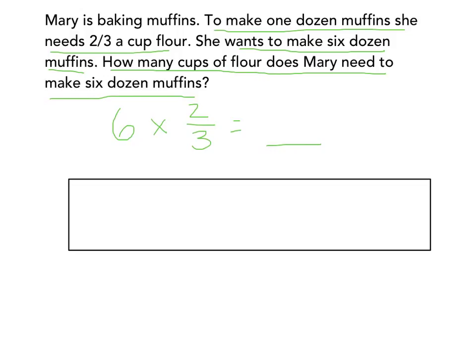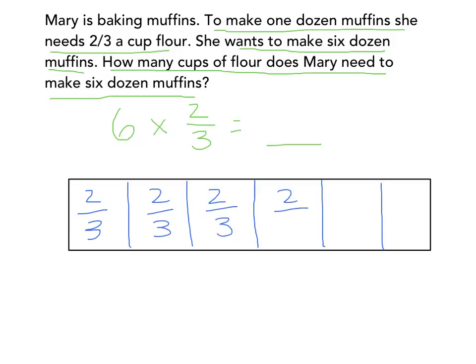And what I'm thinking about is that I'm going to break the fraction bar into sections. And so if I have 6 groups of 2/3, that's making me think that I have 6 equal sections, and each of them is equal to 2/3 cups of flour. So I have 2/3 plus 2/3 plus 2/3 plus 2/3 plus 2/3. And then I'm going to start thinking about how I can combine some of these pieces together.